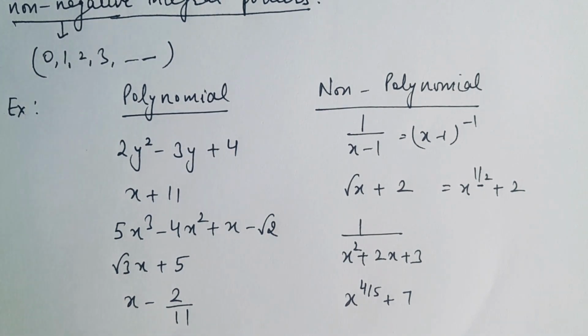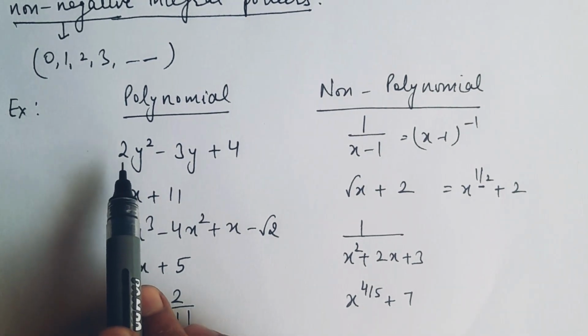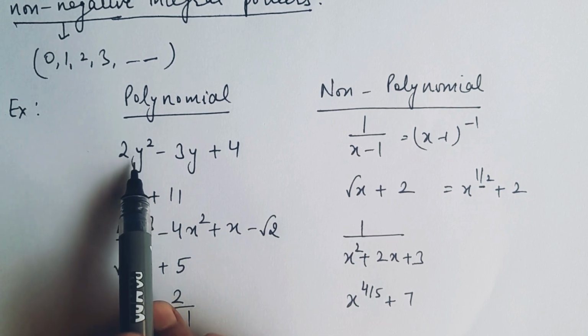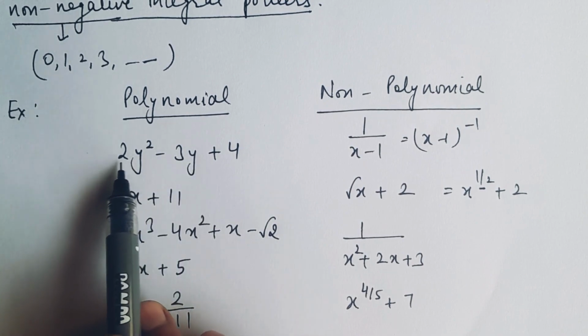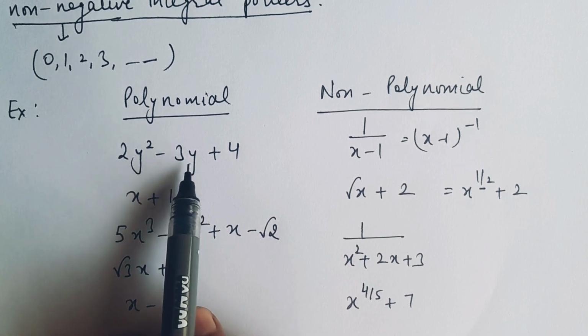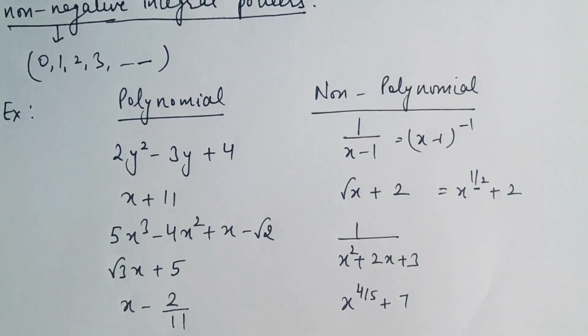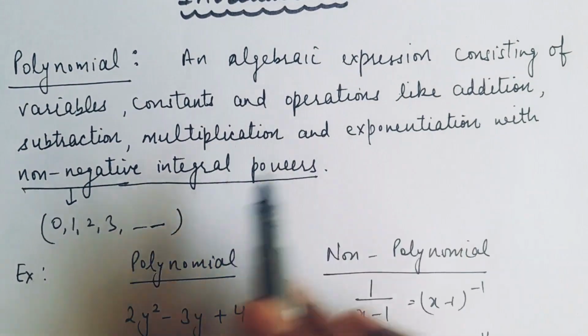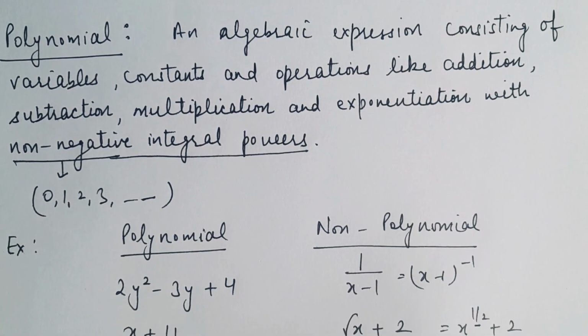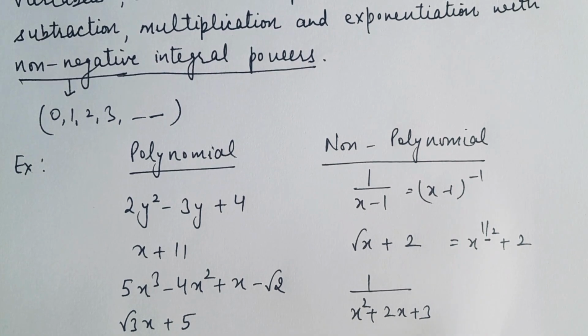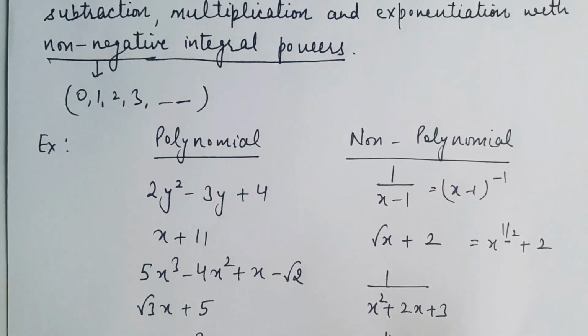We are considering the power of the variable, that should be non-negative integral powers. There are variables y square, there is variable y, coefficients of the variable are also there, plus and minus signs are also there, multiplication is also there between 2 and y square, 3 and y. So an algebraic expression which consists of variable, constant, and operations like addition, subtraction, multiplication, division, and exponentiation with non-negative integral powers, that is called a polynomial. So in short, I think now you have a better idea of what polynomial is.